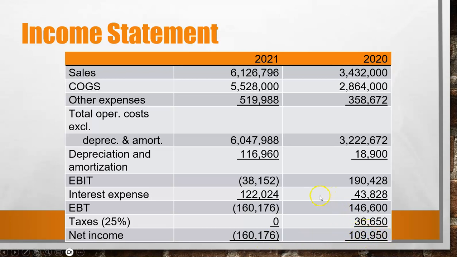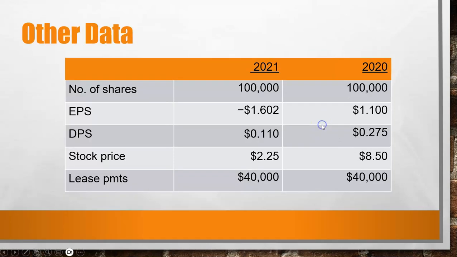We'll have to dig into it a little bit more and find out why we're losing money, because it looks like our sales went up tremendously. Our cost of goods went up tremendously. So where are we losing money? Our number of shares did not go down. Our earnings per share went down. And our stock price went down tremendously.